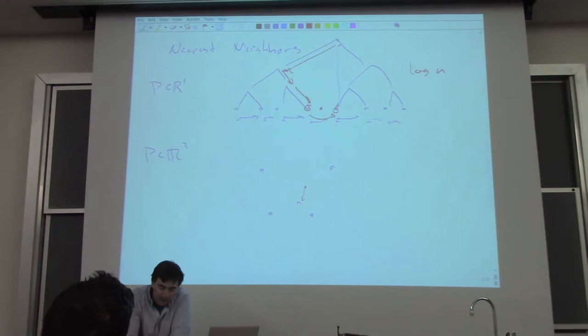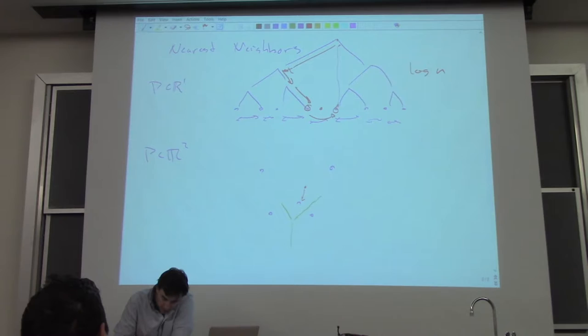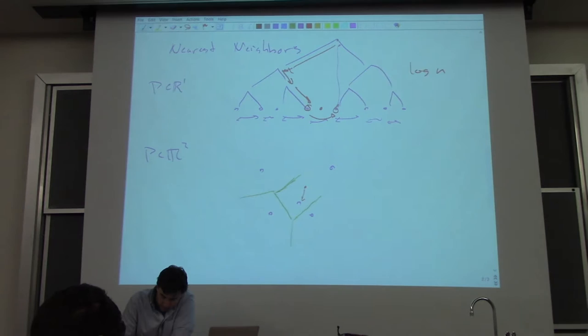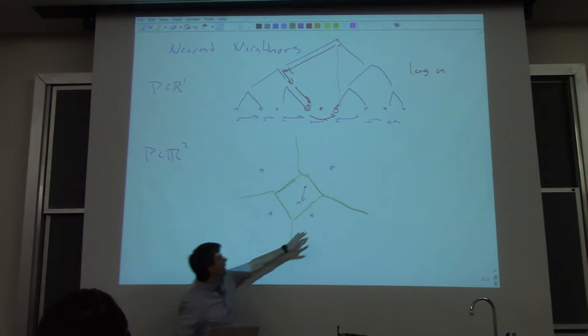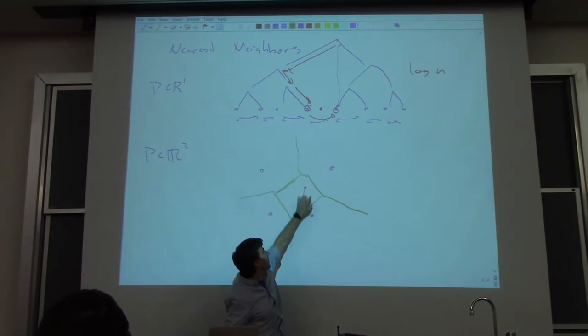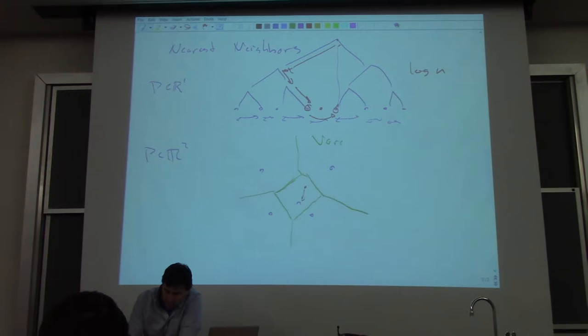But I can say something more interesting. I can divide up the plane into these regions, if I do this right. It looks something like this. If I'm anywhere in this region, this is the nearest neighbor. If I'm anywhere in this region, this is the nearest neighbor. This is called the Voronoi diagram.